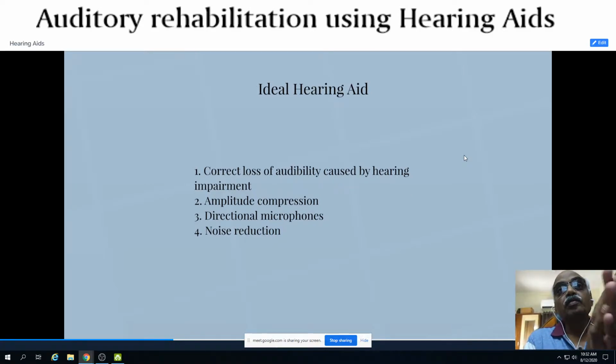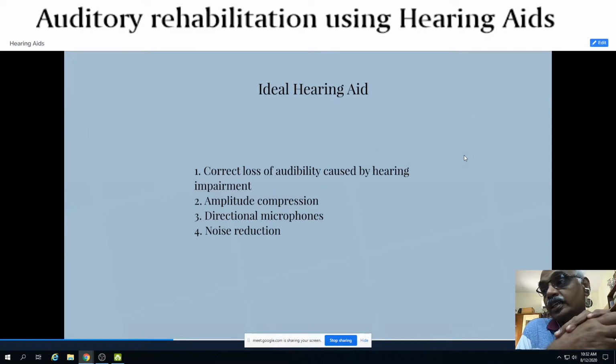And then with the advent of the directional microphone, wherein the microphone has a tendency to pick up spoken words from any direction, that again gives the sense of direction to the user. So that is again the most important aspect in an ideal hearing aid.